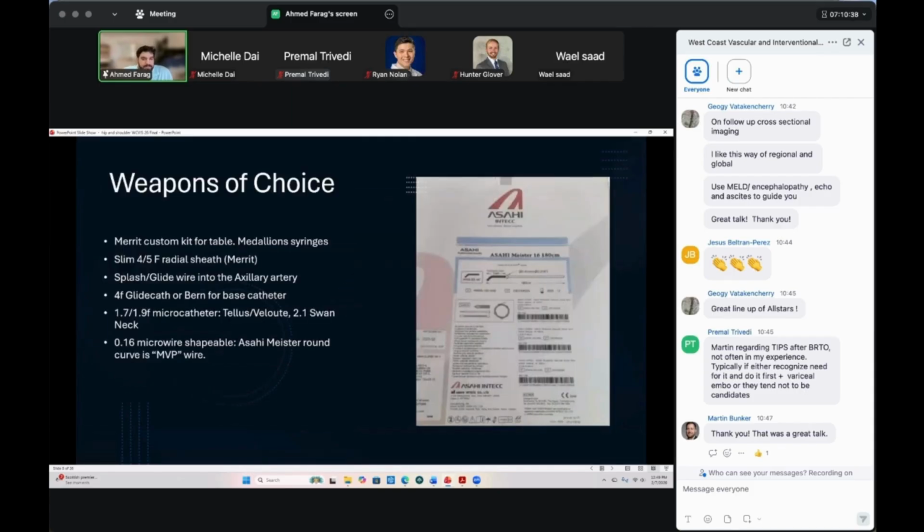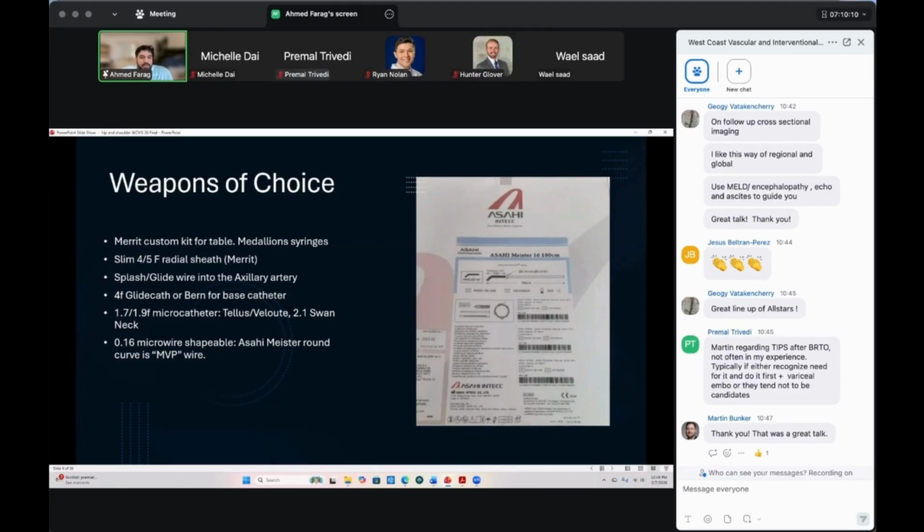So these are my weapons of choice. I have a kit that I use that has everything I need on it. I'm really particular about my Medallions. I think they're wonderful for MSK embolizations. You have great control. I always use a Slim 4.5 from Merit and usually a Splash or Glide wire to get into the axillary arteries or the branches off the profunda. And then almost always I'm using a 4 French Glide cath or a Berenstein-type base catheter.